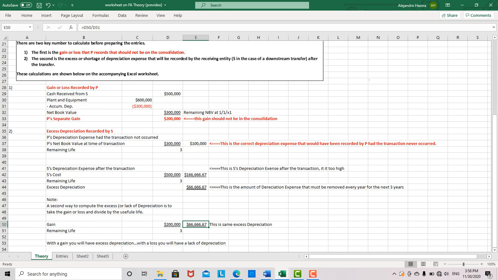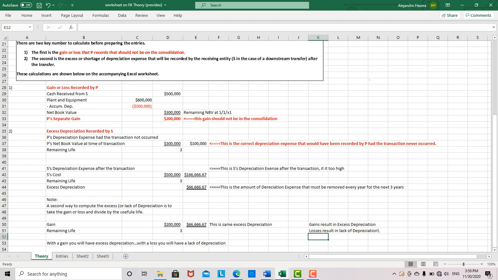Now the question becomes, how do you know if it's too much or too little? If it's a gain, then you have excess depreciation. If this had been a loss, then you would have a lack of depreciation. So remember that. Gains result in excess depreciation. Losses result in a lack of depreciation.